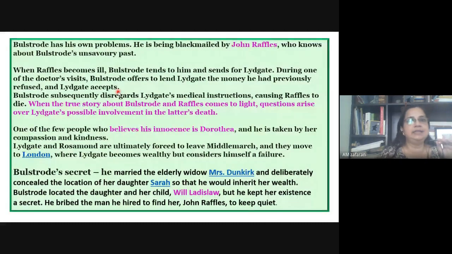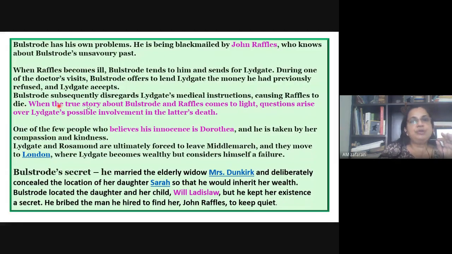And he accepts, Lydgate accepts. Now, Bulstrode subsequently disregards Lydgate's medical instructions, causing Raffles to die. So Lydgate had given certain instructions to be followed strictly in order to take care of the patient, but Bulstrode does not listen to that, and Raffles passes away.